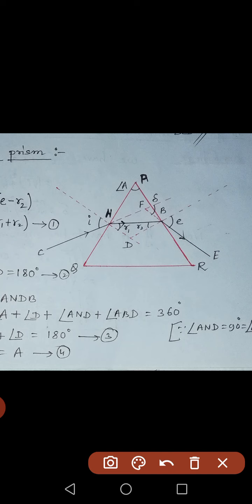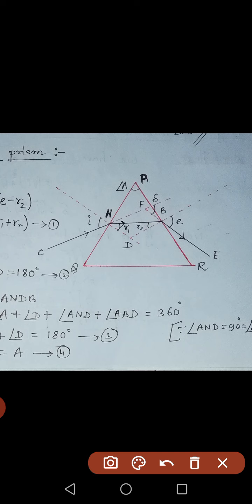In this emergent ray, this is the normal, so this angle is called E, which is the angle of emergence. And this angle is given the name R2. This is R2.